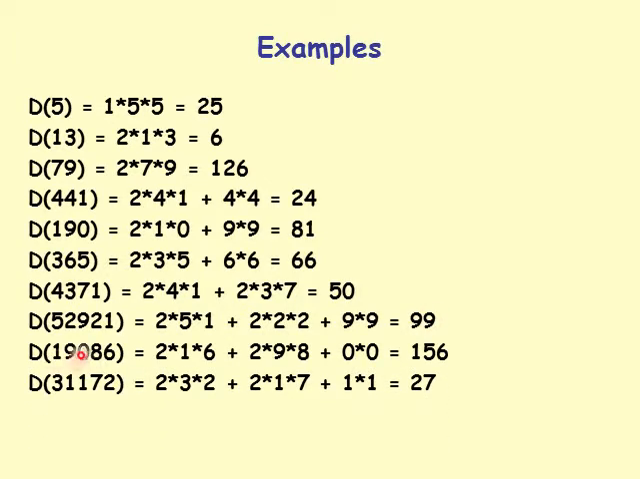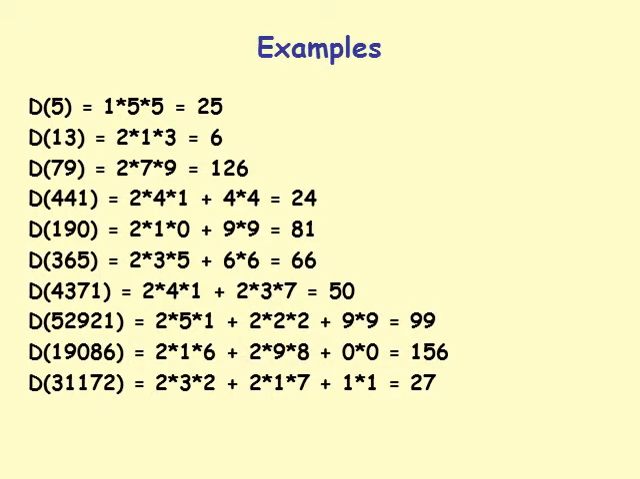Here is another one, 19086, 5 digits again. We pair 1 with a 6, that's different positions. 2 times 1 times 6, that's the contribution from that. 12 here. Then we pair 9 with 8, which is 2 different positions, and its contribution is 2 times 9 times 8, which is 144. Then the lone 0 here, we pair with itself, 0 times 0 is 0. So it's 12 here and 144 here. 12 plus 144 is 156.